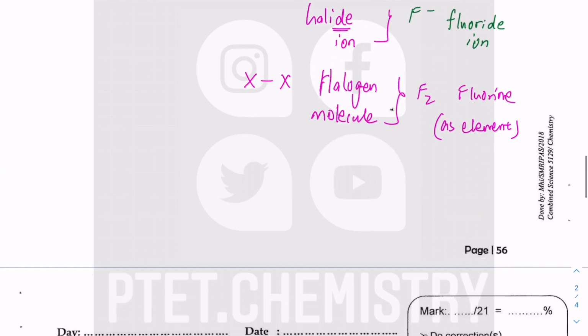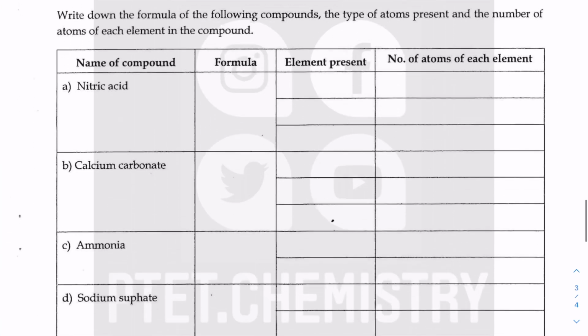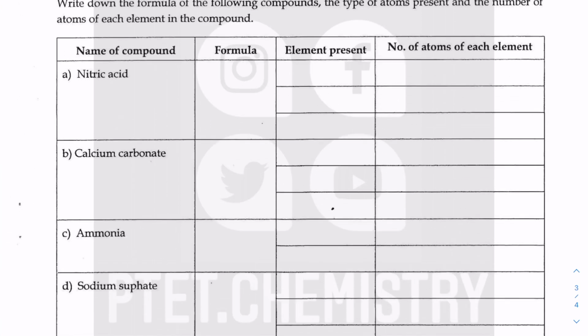Okay, now to the next part of the work. There are a couple of acids that you should know. Nitric acid is HNO3, hydrochloric acid, as I mentioned, is HCl, and sulfuric acid is H2SO4.